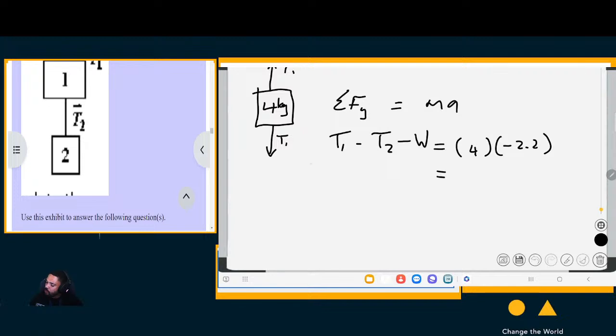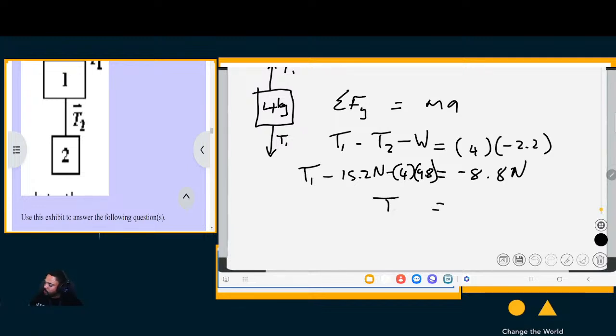So it would be T1 minus T2, which is 15.2 newtons, minus 9.8 times 4. I'm just going to write it like that. 4 times 9.8. That's the weight. And that all is equal to 4 times negative 2.2. That's 4 times 2 is 8. 4 times 0.2 is also 0.8. So negative 8.8 newtons.